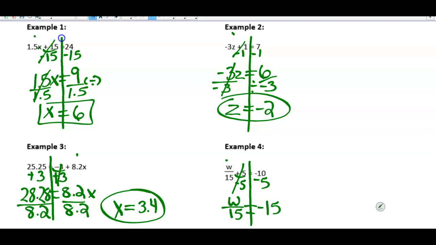So then, this says w divided by 15. I have to get rid of the divided by 15, so I'm going to multiply by 15. Multiply by 15. I cancel over here, and I'm left with w equals negative 225. So now I want you to pause the video, and I want you to try the next two problems on your own, and then start it again to check your work.